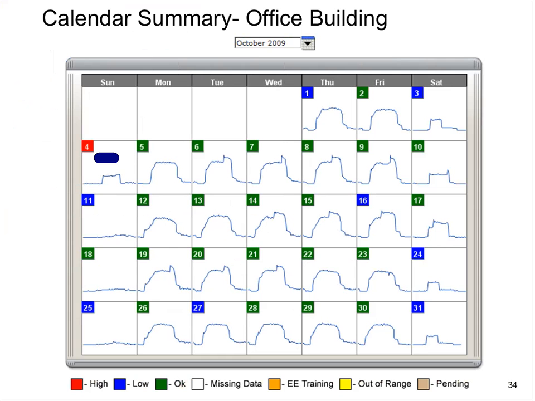This company actually went to working a 6-day week and then went back and recalculated their comparison baseline to account for Saturdays being a normal workday. So that's the reason why these are not flagged. However, Sunday is still flagged because it is still abnormal to have a load shape during that day.